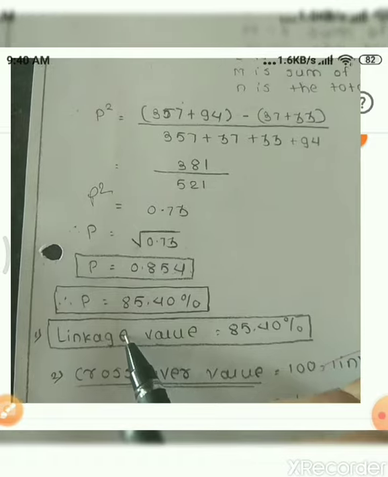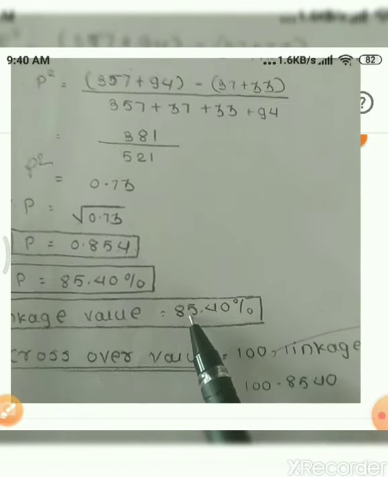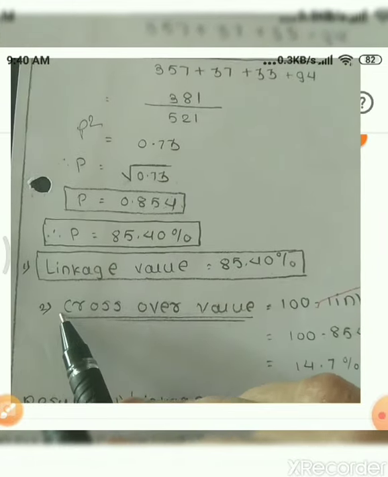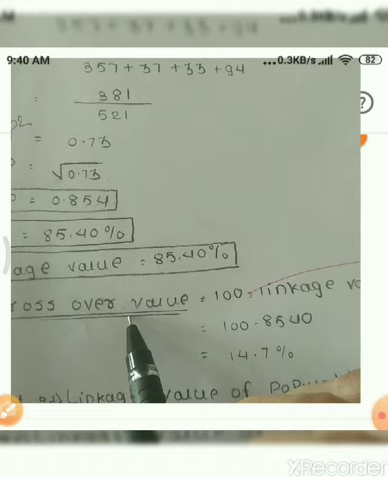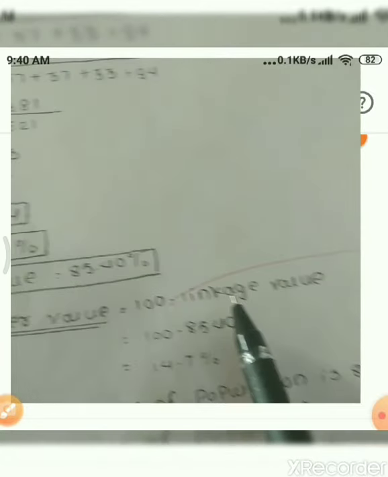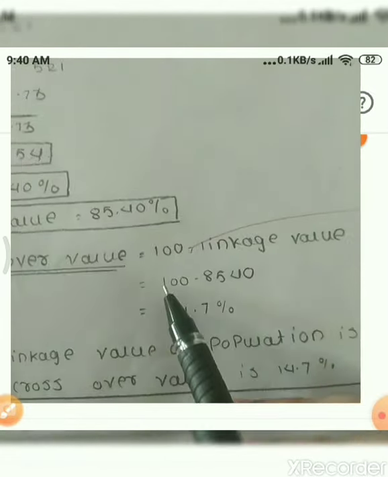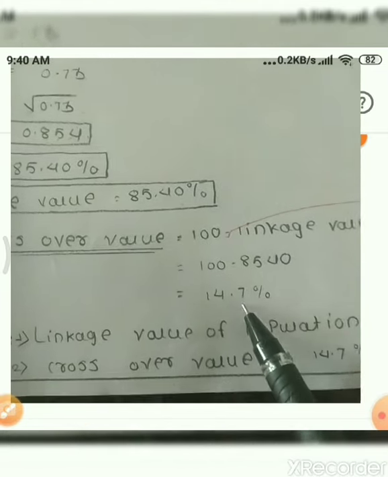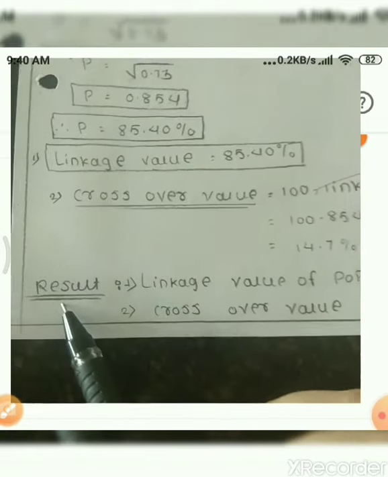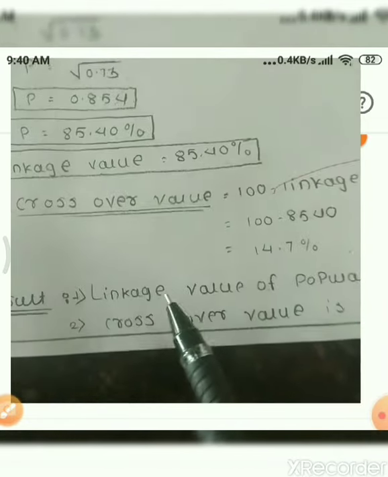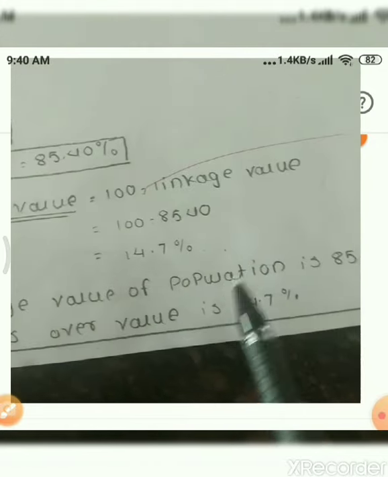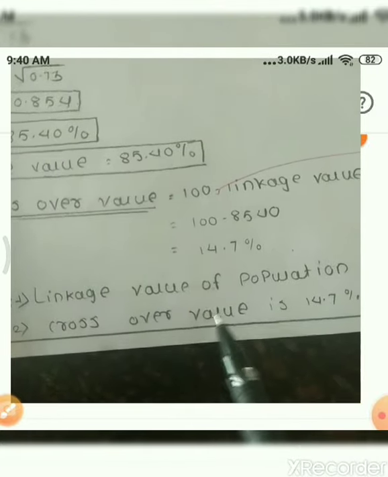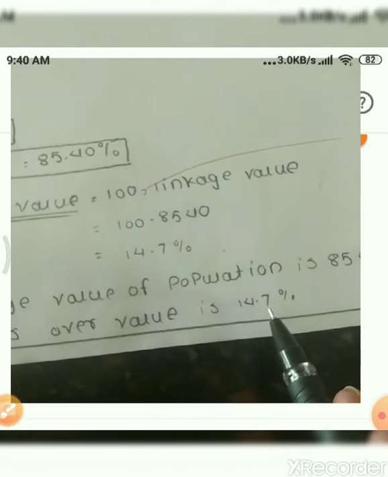So that's why our linkage value is 85.40%. Now how can we calculate the crossover value? In simple terms, crossover value is equal to 100 minus linkage value. So 100 minus 85.40 is equal to 14.7%. So what is the result of this problem? The linkage value of the population is 85.40 and the crossover value of this given problem is 14.7%.